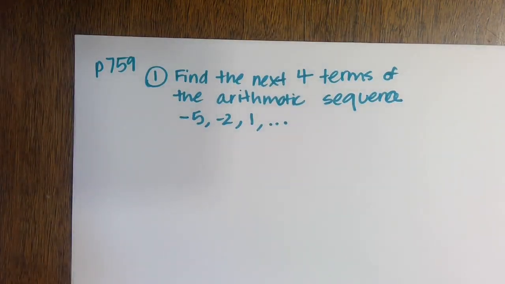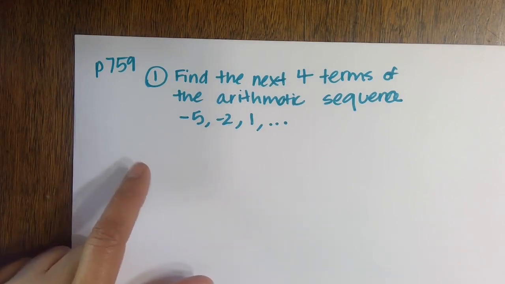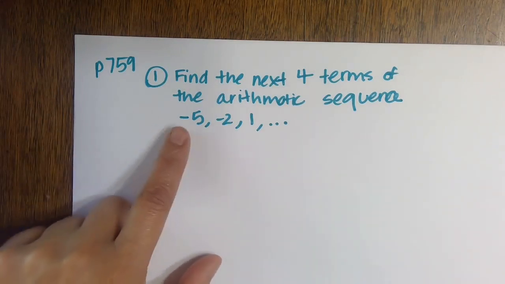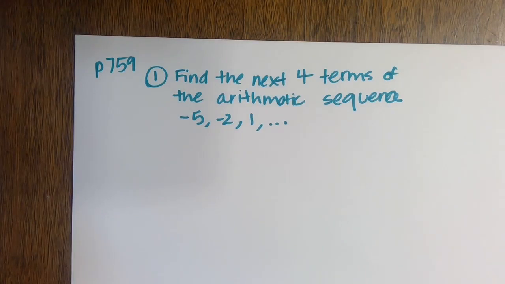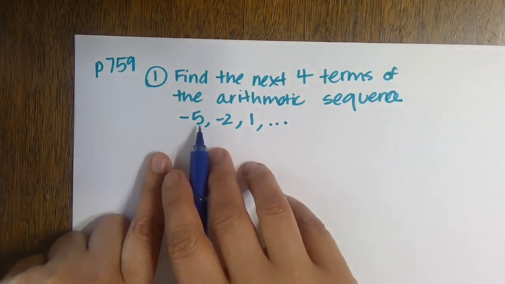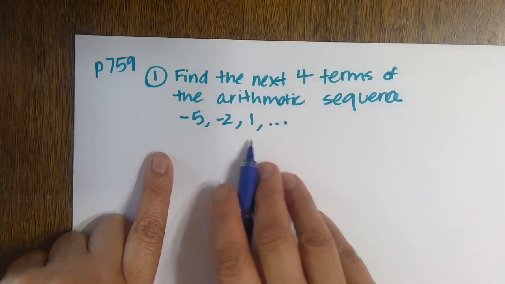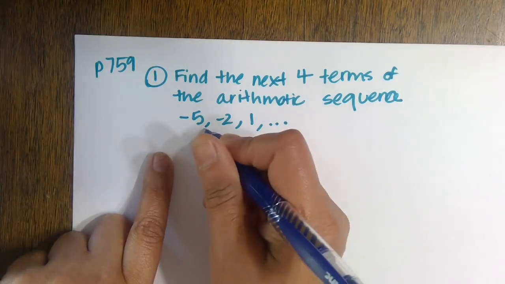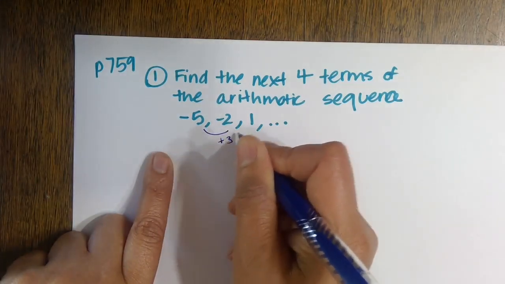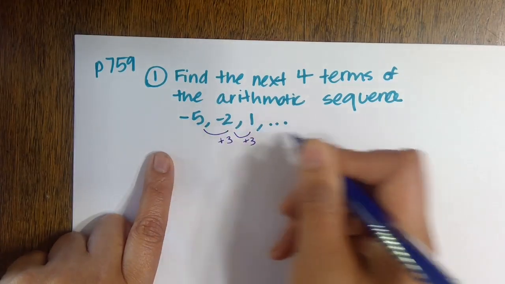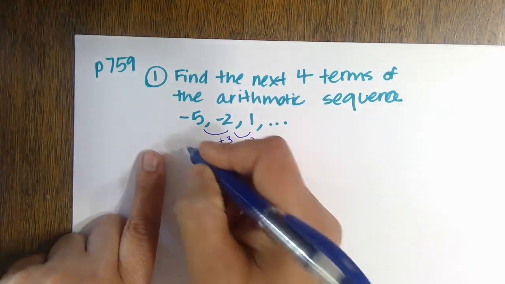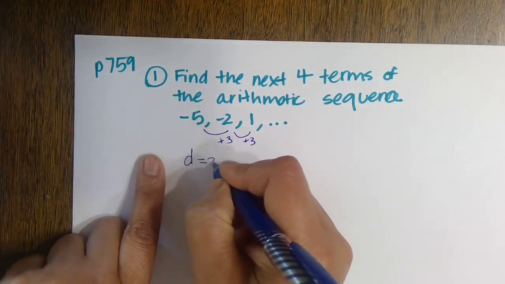So go ahead and copy this problem down. This is section 12.1, page 759. Find the next 4 terms of the arithmetic sequence. Now you can use the formulas for this, but in most cases you just want to think about it logically. So first figure out how it's increasing: -5 to -2, -2 to 1. So you can see that you're increasing by 3 every time. And you do want to check a couple of terms to make sure that that is correct. So your common difference is 3.